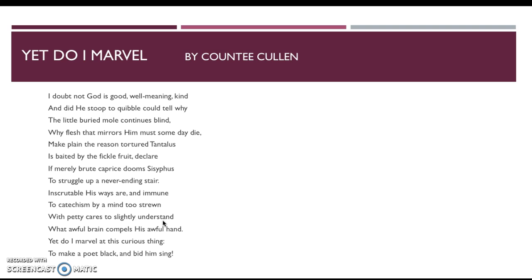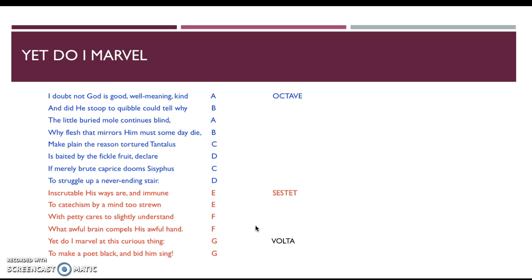So if we look at how this sonnet breaks down, we have a rhyme scheme, A, B, A, B. So kind and blind are the A, Y and die are the B, C, D, C, D, and then E, E, F, F, G, G. So this breaks down into an octave of 8 lines, and then a sestet of 6 lines. Okay, so the octave here is in blue, the sestet is in red.